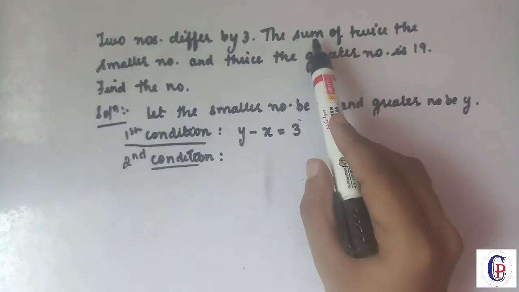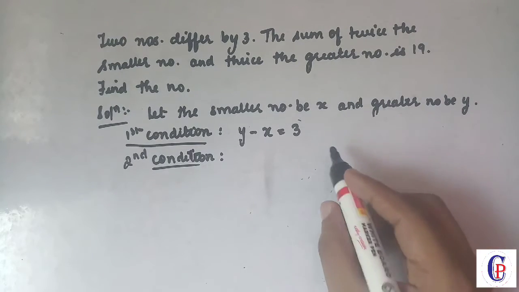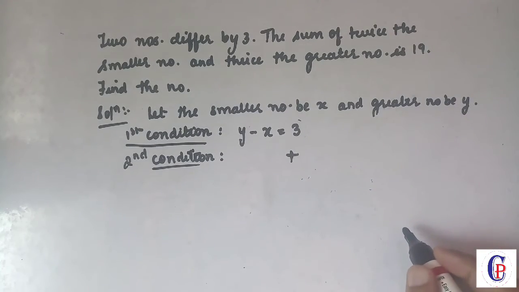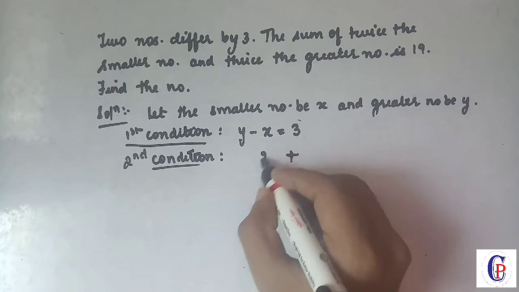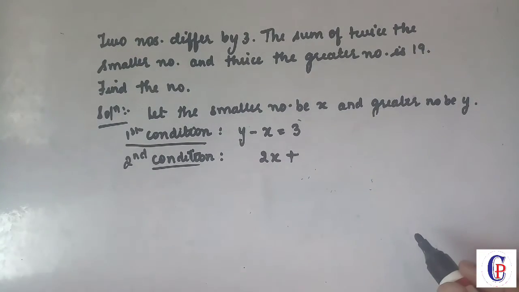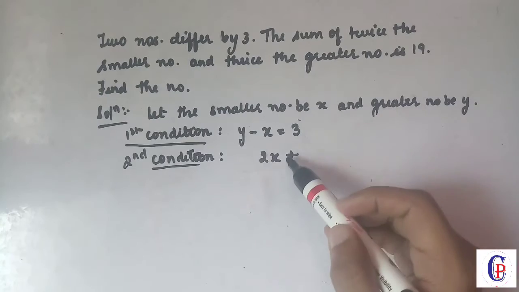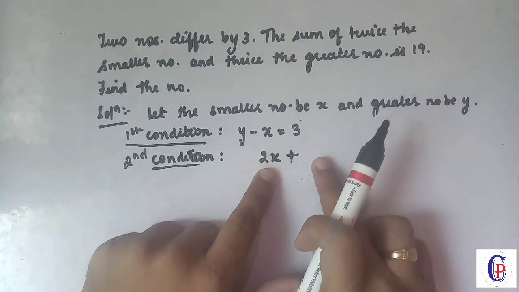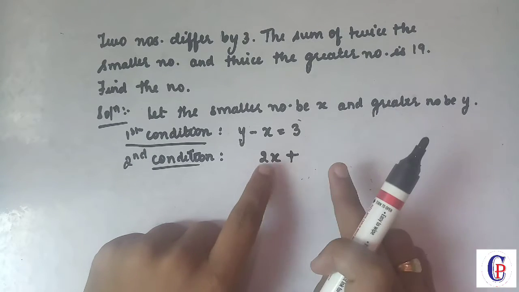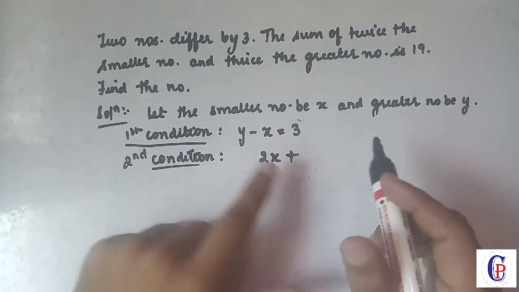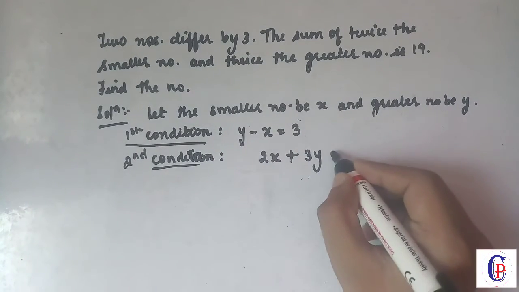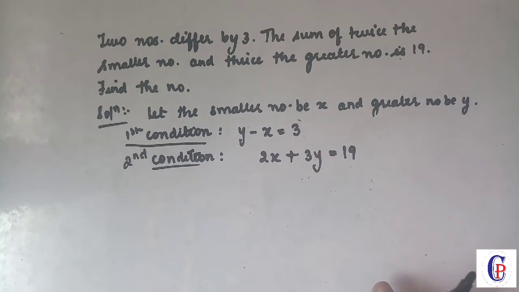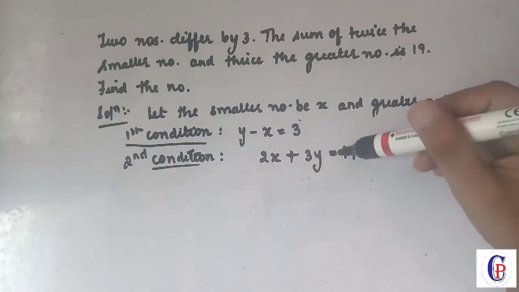what do we get? Sum means addition. Now addition of what? Twice the smaller number. Twice means 2x. Whenever you add, you need two things, one on this side and one on the other side. So the addition of twice the smaller number plus thrice the greater number is 19. Whenever there is an 'is', you will write an equal to sign.